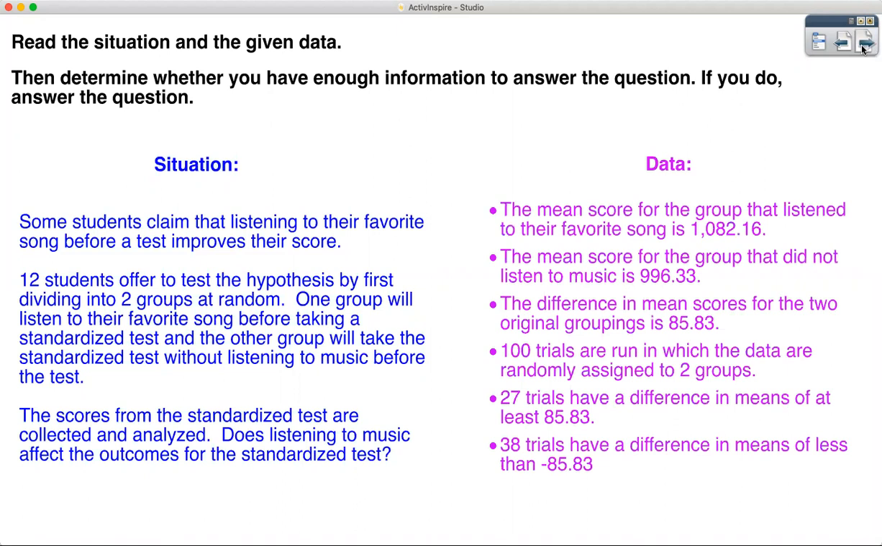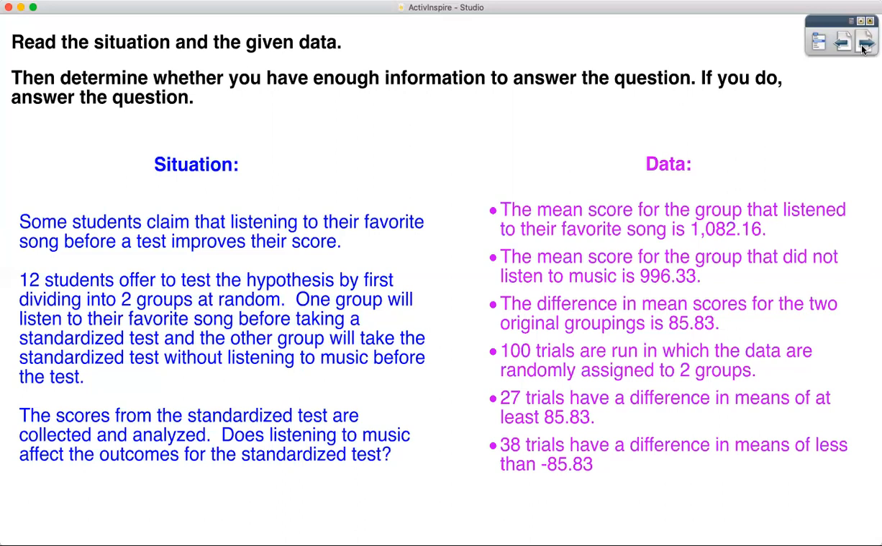Now this is our data. The mean score for the group that listened to their favorite song is 1,082.16. The mean score for the group that did not listen to music is 996.33. The difference in mean scores for the two original groupings is 85.83. 100 trials are run in which the data are randomly assigned to two groups. 27 trials have a difference in means of at least 85.83, and 38 trials have a difference in means of less than negative 85.83.